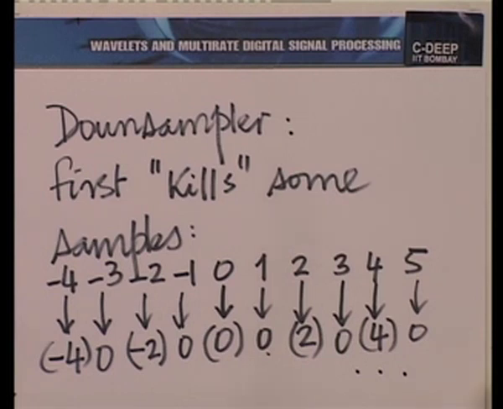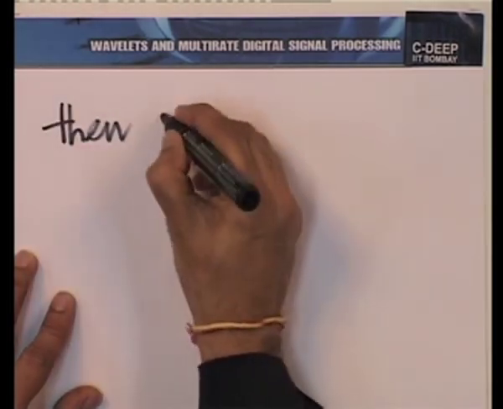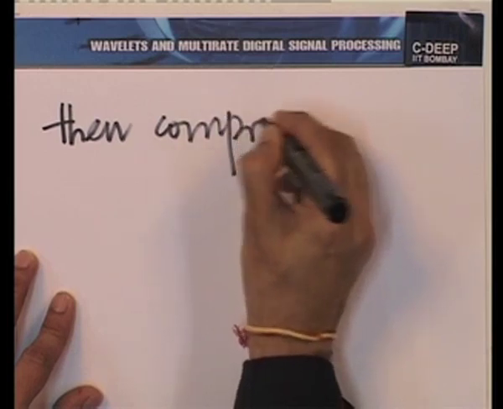The second step is to compress. So, it first kills some samples, then compresses the resultant.